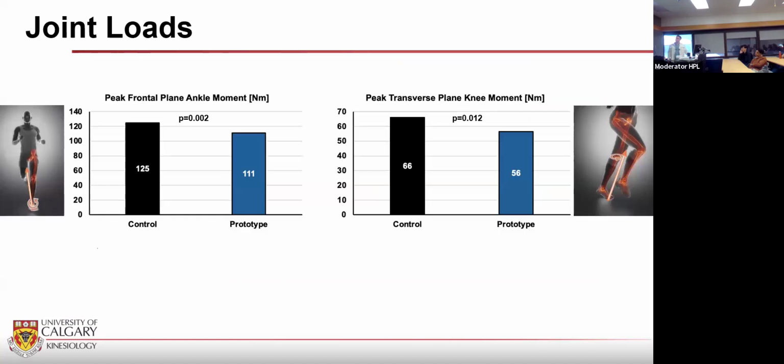So here's the main results of this study. Here we have the peak frontal plane ankle moments in the control in black and prototype in blue. And on the right, we have the peak transverse plane knee moments, again in the control in black and the prototype in blue. And for these two variables, we saw a significant reduction on that optimized prototype surface.